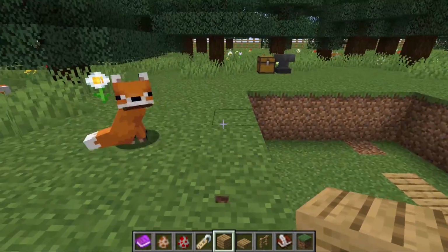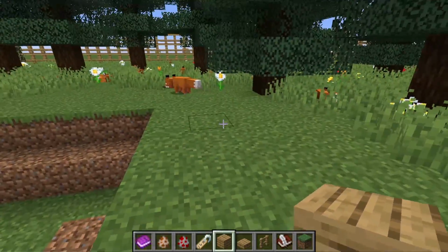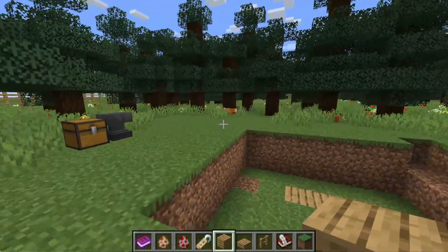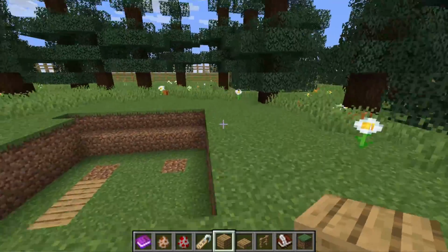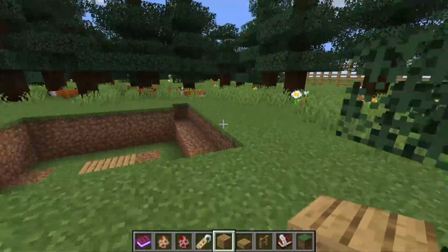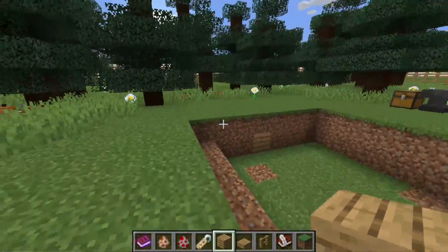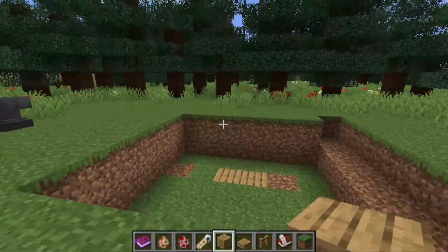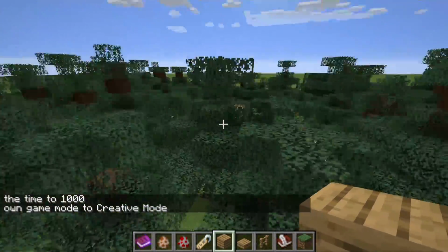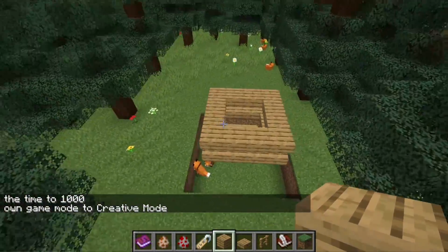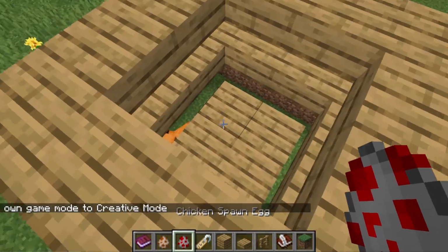Okay, for the next part, you're going to need to go into survival mode. And you're going to need to run around and chase the foxes all the way around the plot of land just to get them mixed in with the rest of the population instead of staying in one spot. Okay, I got them all mixed up now, and I'm ready to set up the second trap.